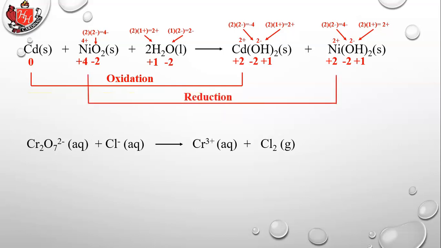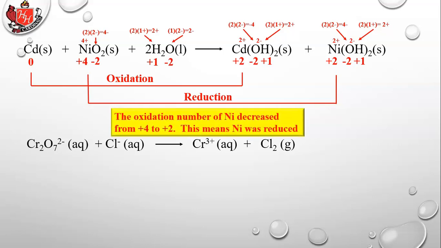Now we look at nickel. Nickel over on the left side is a +4, and when it gets over to the product side on the right, it becomes a +2. That number went down. That means the oxidation number of nickel was reduced. So that's the reduction. The oxidation number of nickel decreased from +4 to +2. This means that nickel was reduced. So that's how oxidation reduction works. Nothing else, the hydrogen, the oxygen, changed its oxidation number from left side to right side. You can verify that by looking at that.